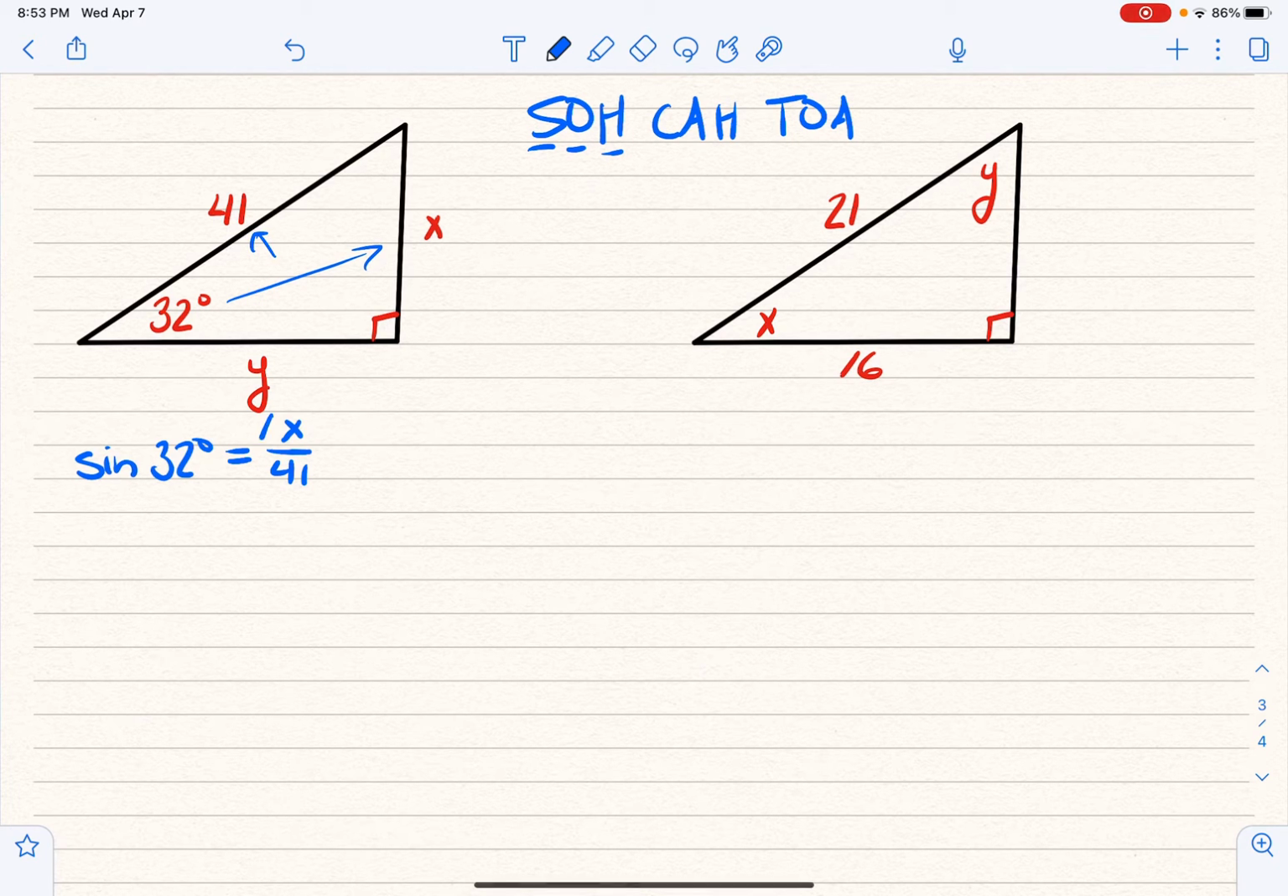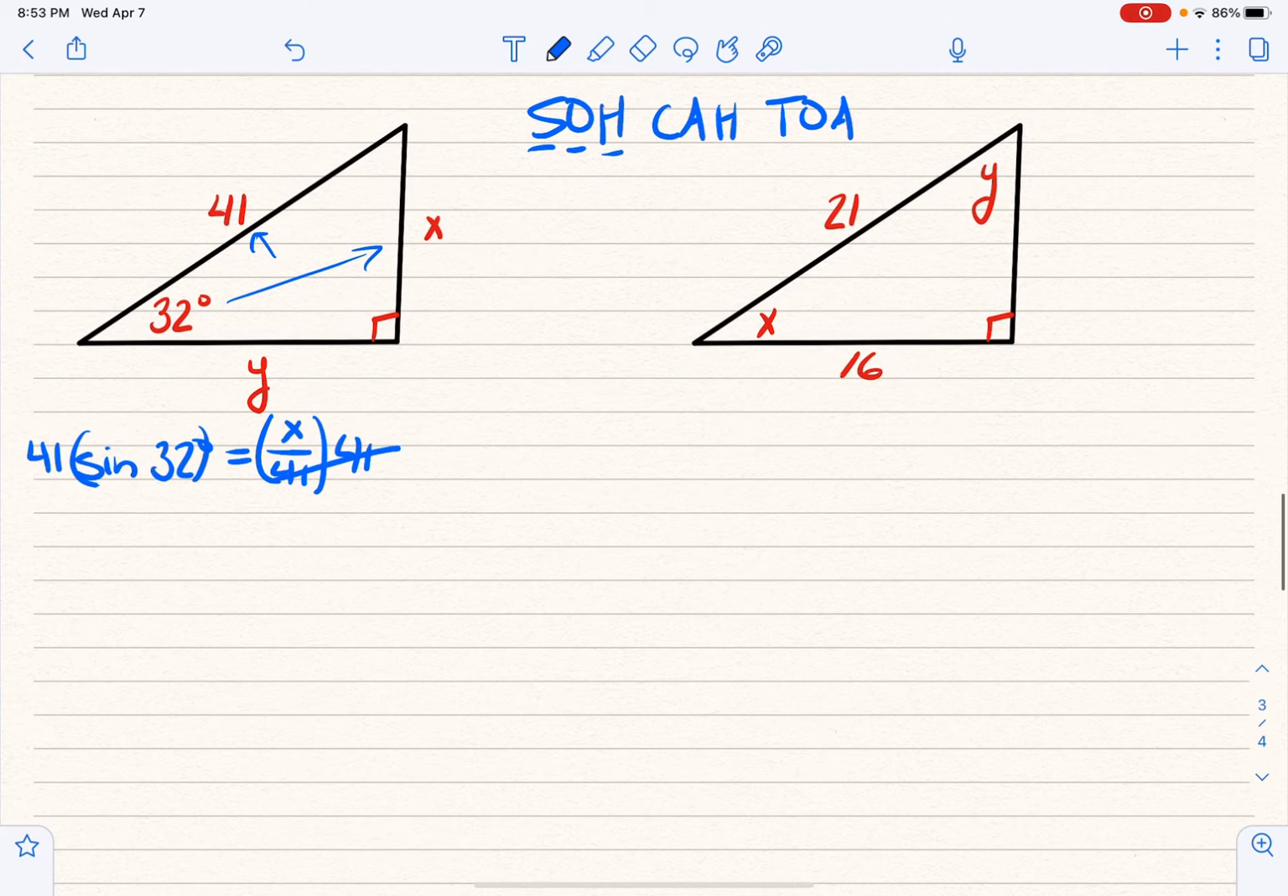I'm going to go ahead and multiply both sides by 41. And when I do that, these cancel out, and I get that x is equal to 41 times the sine of 32 degrees. With that, I can just plug that into a calculator, 41 times the sine of 32 degrees, and I get about 21.7. I'm just going to round to the nearest tenth, 21.7, about.